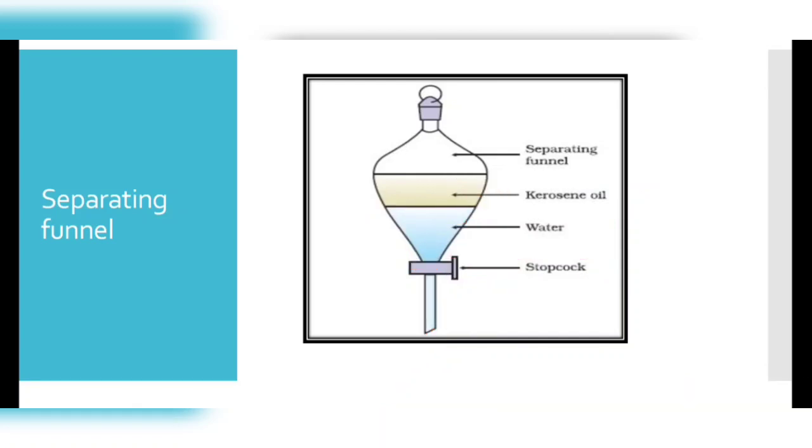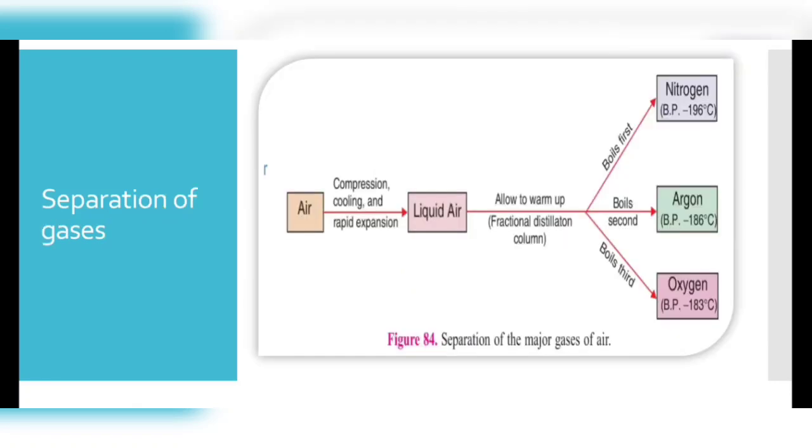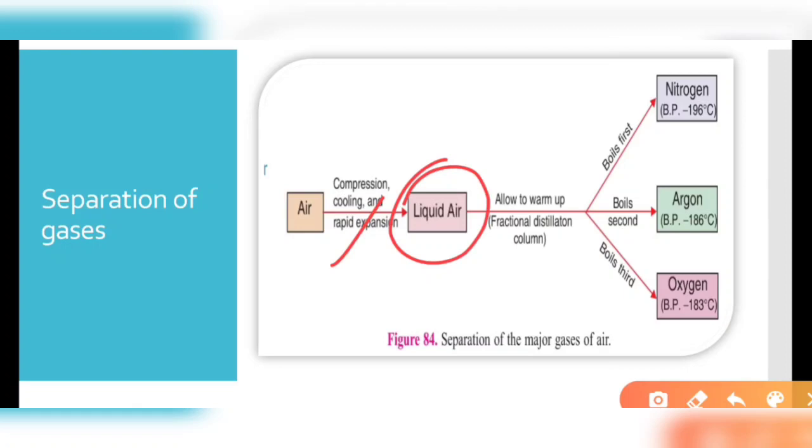So we have learnt how to separate different kinds of mixtures by different techniques, and these techniques can also be used to separate gases. Like air: if we want to separate nitrogen, oxygen and argon from each other, we first need to compress the air to make liquid air, and in this liquid air we do fractional distillation so that it boils. The one with the lowest boiling point separates out first, that is nitrogen, then argon, then oxygen. These gases you will get in liquid form.